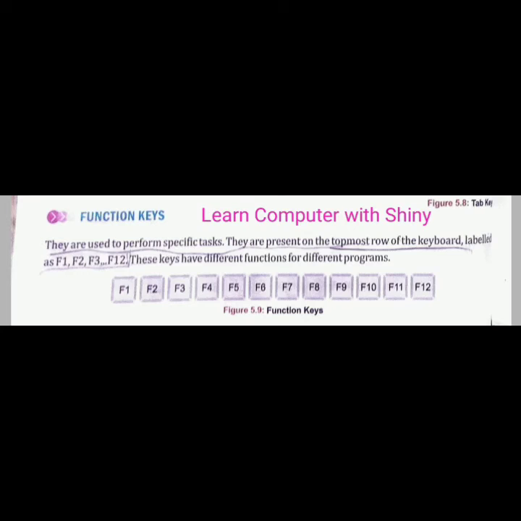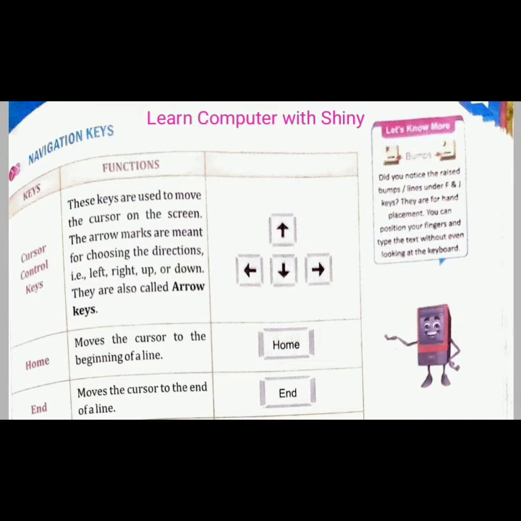Next is navigation keys. First navigation key is cursor control keys, also called arrow keys. These keys are used to move the cursor on the screen. The arrow marks are meant for choosing the direction: left, right, up, down. They are also called arrow keys. As we have already read about arrow keys, what is the use of arrow keys?